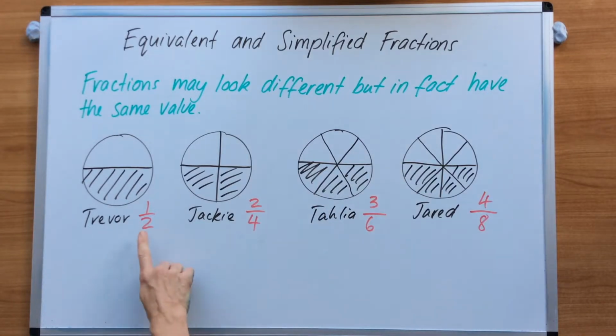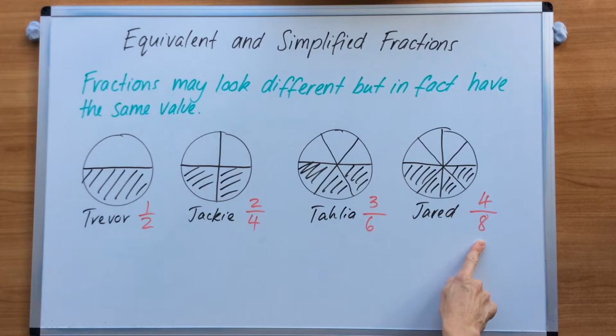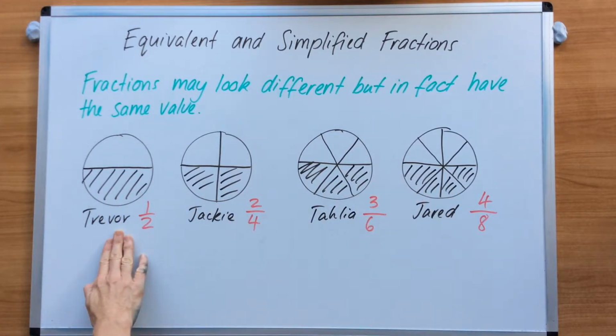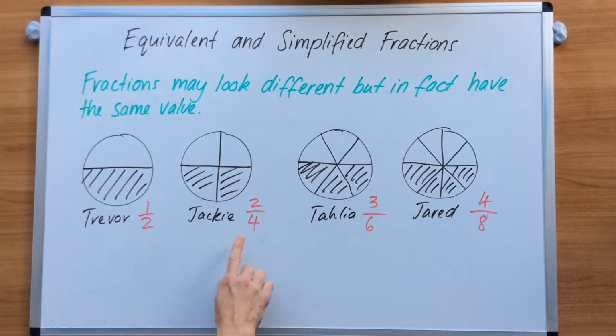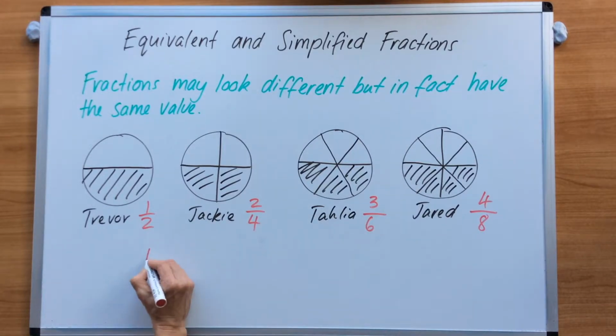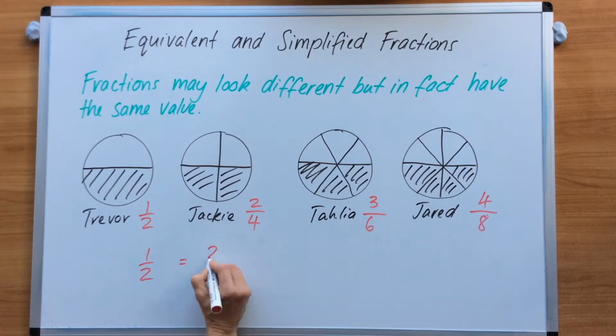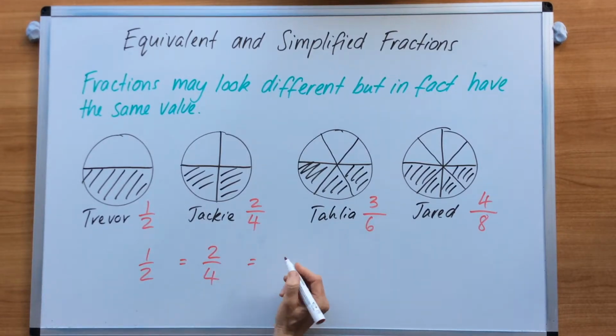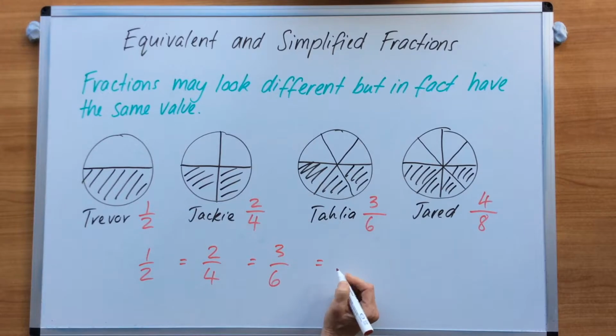So even though these fractions look different, they actually all represent the same thing. Trevor is the simplified version. However, these are all equivalent fractions. So we write it like this: 1/2 is equal to 2/4 is equal to 3/6 is equal to 4/8. If they all can come back simplified to 1/2, then they all have a relationship. They are all equivalent fractions.